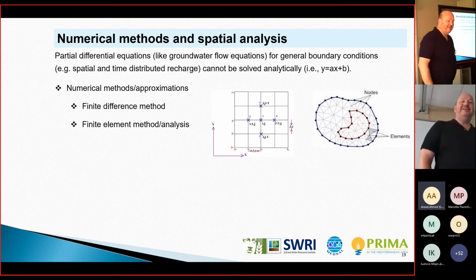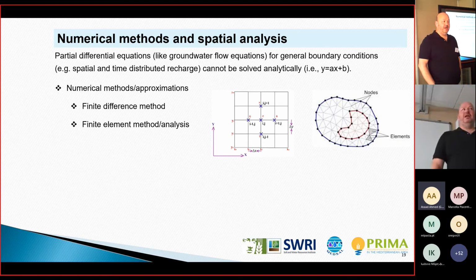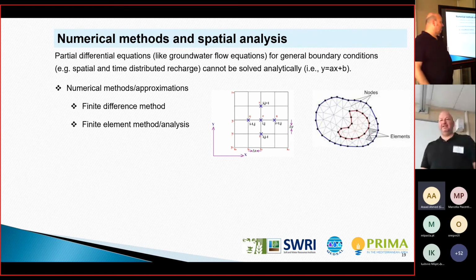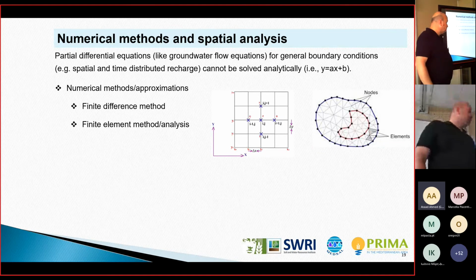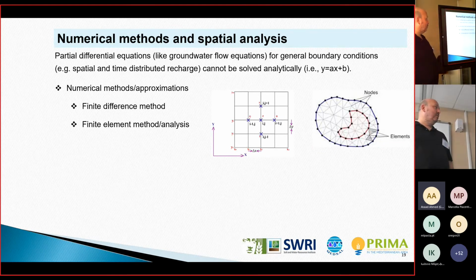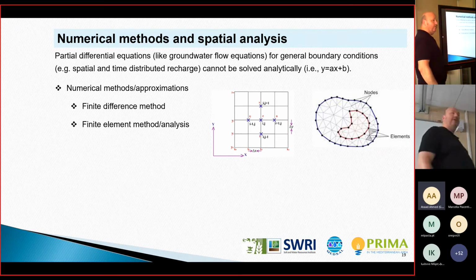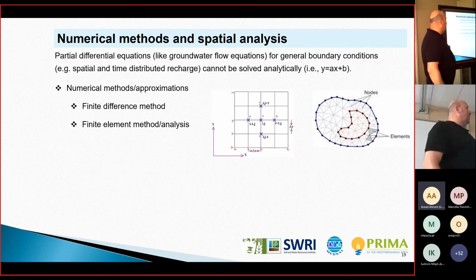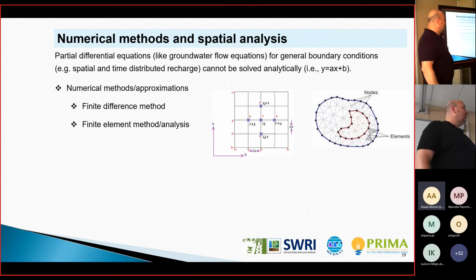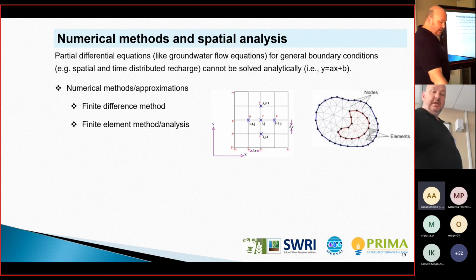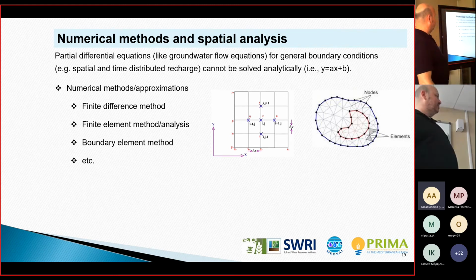Another method that gives us more flexibility to discretize the model area is the finite element method, or the finite element analysis. As you can see, we have the elements here and the nodes. Here we have triangle elements, but we can also have quadrilateral, or in three dimensions, we can have pyramids, hexagonal elements. And here in finite element analysis, we take the solution again in the nodes, as in the finite difference method, by solving the system of algebraic equations.